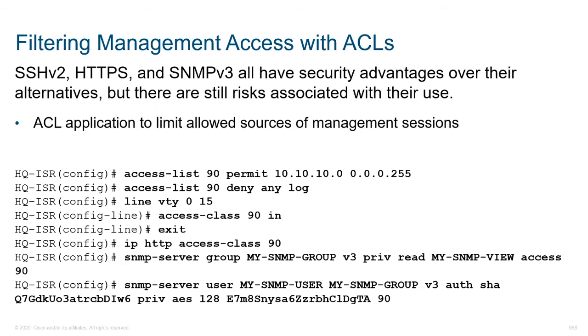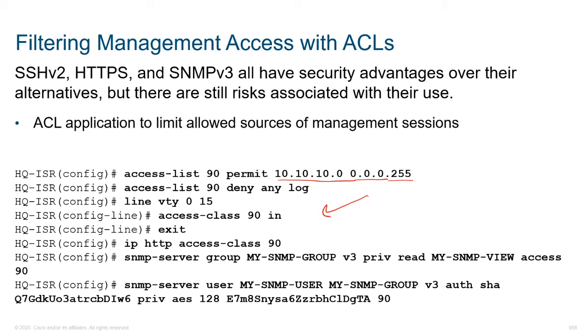All right, we discussed management in theory with our ACLs. We didn't look at actually applying them. So here, if we are going into our VTY lines to apply an access list, this access list says, hey, I only want to permit traffic from the 10.10.10 subnet. Everything else we want to deny and go ahead and log it.